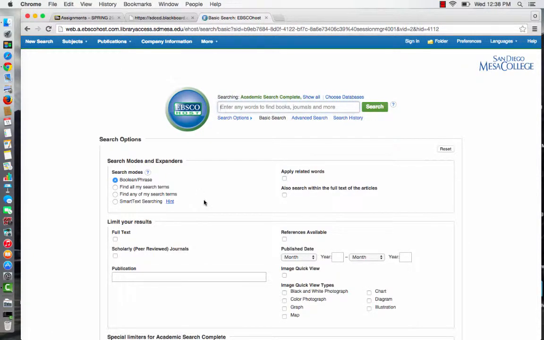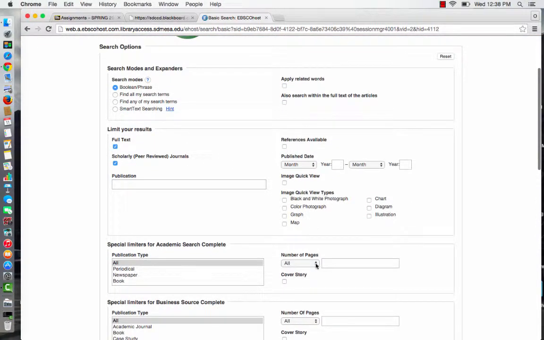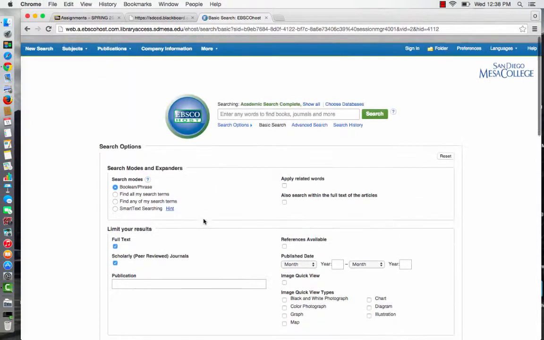And let's enter all our limitations here. Okay, so again, full text, scholarly, we've got Boolean, and number of pages, let's make it greater than 7 again. And then we want periodical. And of course, we want the Aztecs.